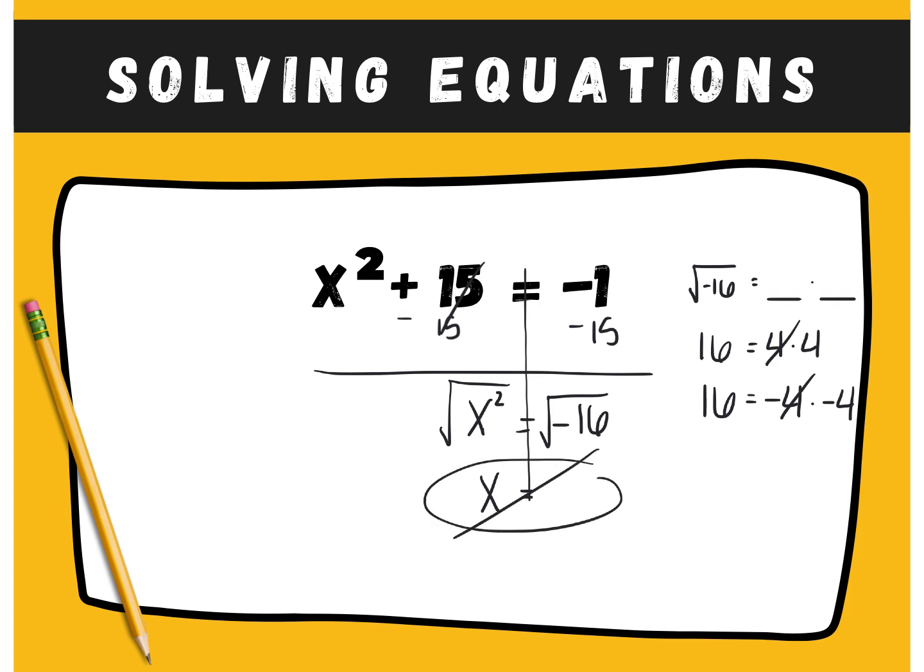You can't square root a negative because there are no two numbers that are exactly the same that will give you a negative. I know that two positives give me a positive. I know that two negatives give me a positive. There's no two numbers that are the exact same that will give me a negative. So this has no solution.